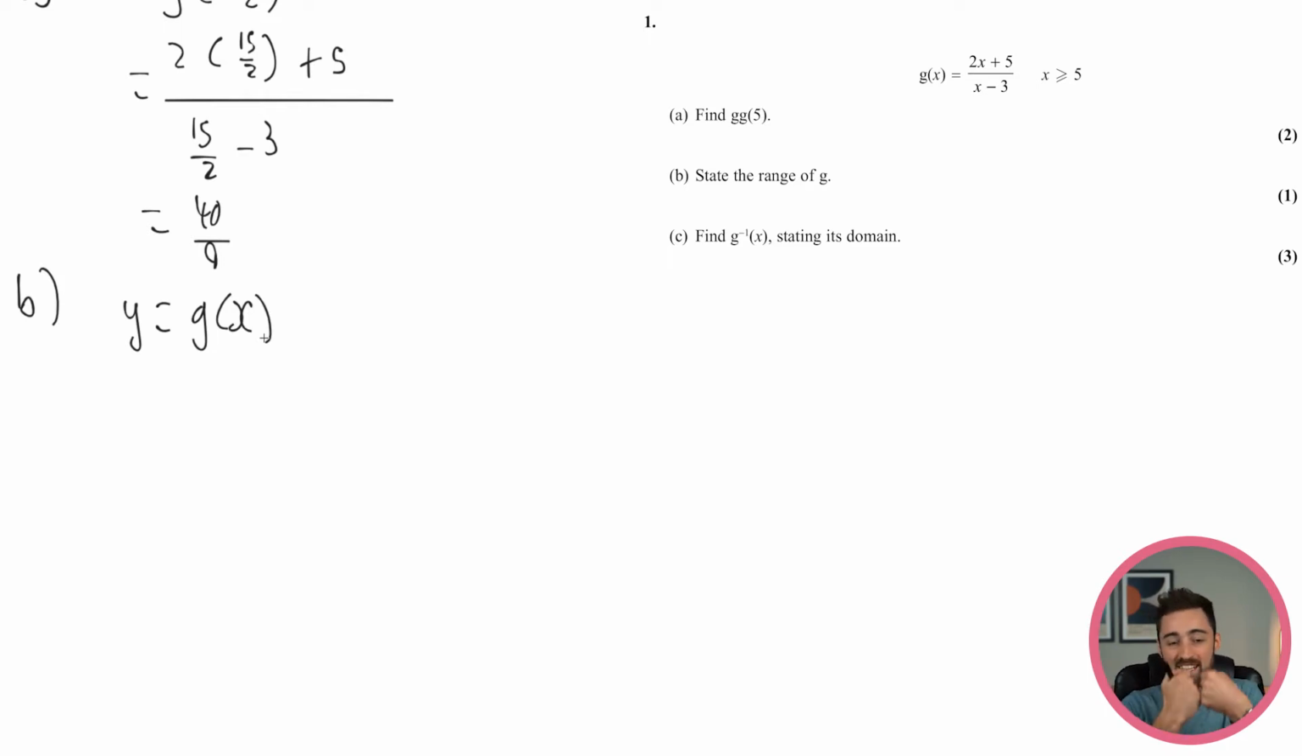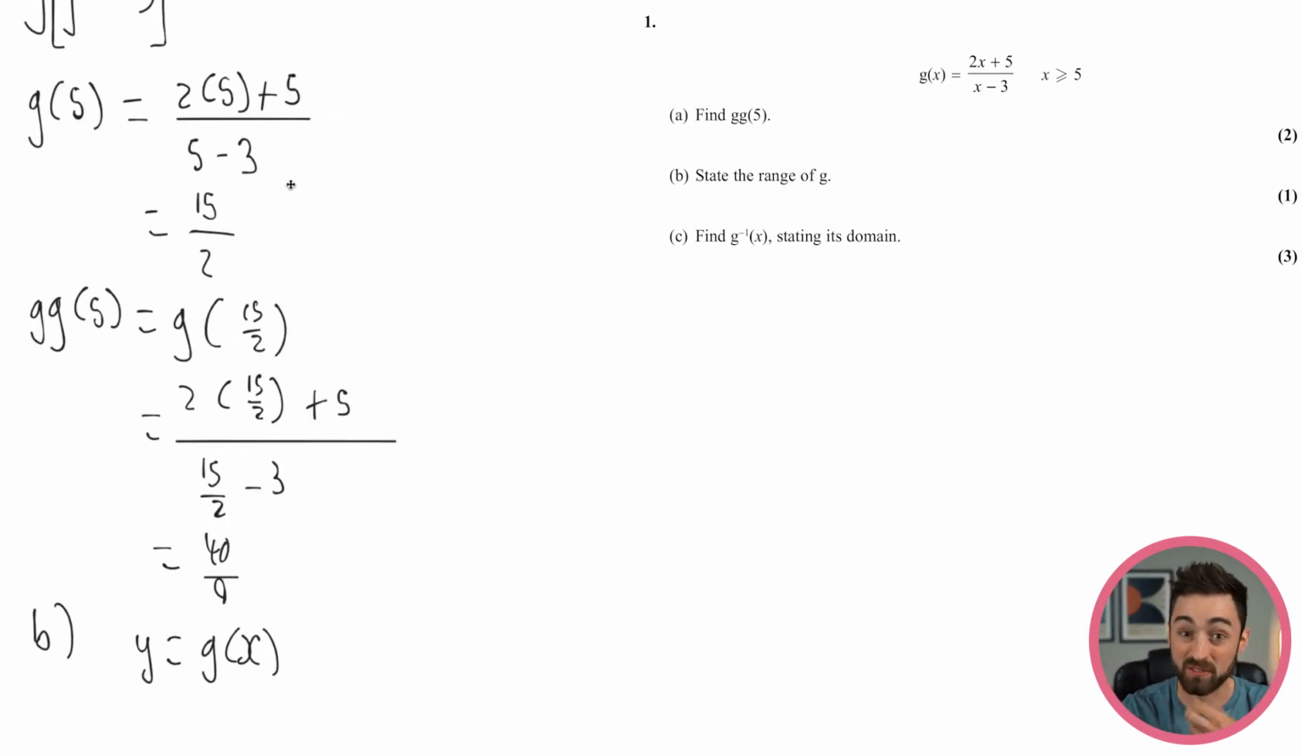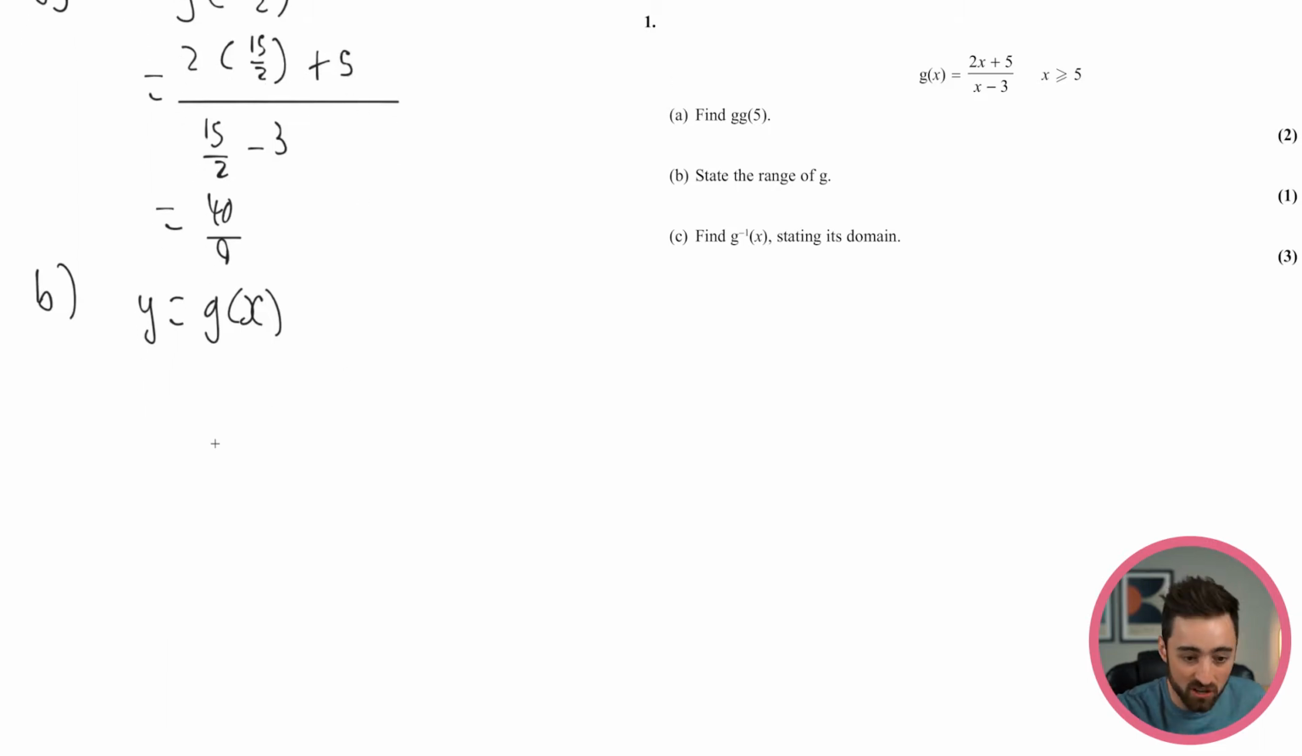If we were to just sub in x equals 5, we're going to say, okay, well, it starts here. We've actually already subbed in x equals 5, though, haven't we? We got it to be 15 over 2. So we know that 15 over 2 is going to be in some way relevant here, okay? It's either going to be the bottom value, the top value, or something in between. So what else is going on here?